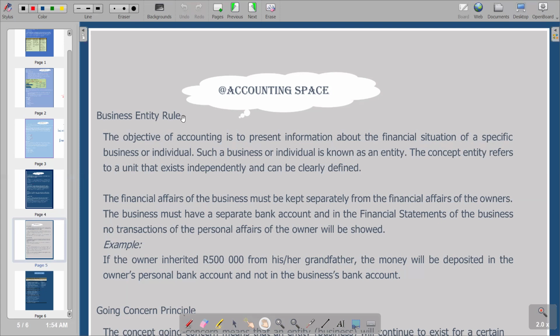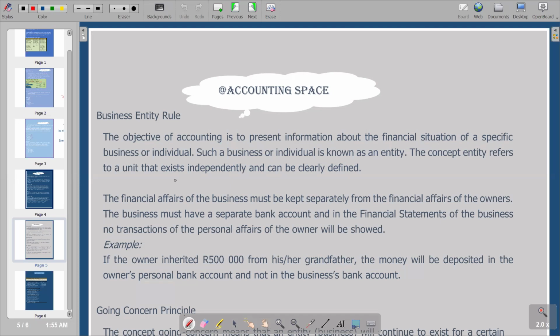The business entity rule. So the business entity rule basically separates the transactions of the owner of the business and the business. So it separates the two, that is, the transactions of the owner and the transactions of the business. They are separated and should be treated differently. So it means that the objective of accounting is to present information about the financial situation of a specific business or individual. Such a business or individual is known as an entity. The concept entity refers to a unit that exists independently and can be clearly defined. The financial affairs of a business must be kept separately.